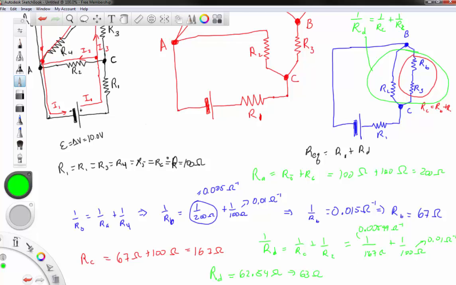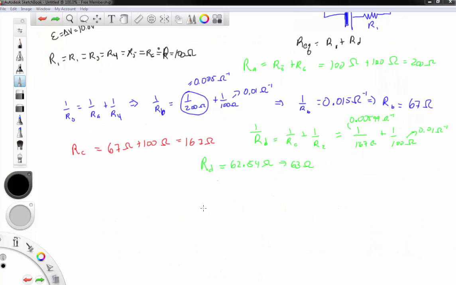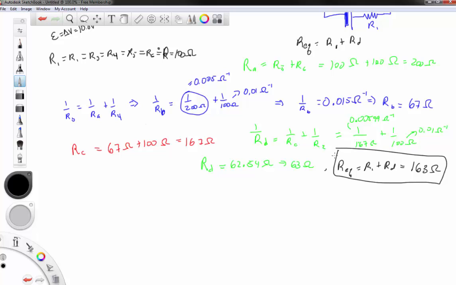And so last but not least, we need to figure out the equivalent resistance. To do that, we use R equivalent equals R1 plus RD, so that's 63 plus 100, that's 163 ohms. So now we've found the equivalent resistance to all of these together. For what it's worth, if we did this symbolically, R equivalent is, I guess it was 13 eighths of R. If you plug in the 100 ohms that we started off with, you end up with 162.5 ohms, which we would have rounded to 163 ohms. Okay, so we've got the equivalent resistance, or the total resistance of the circuit.